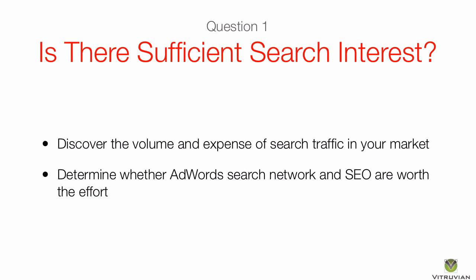So question number 1, is there sufficient search interest? And we do this by discovering the volume and expense of search traffic in your market. And once we do this, we can determine whether the AdWords Search Network and SEO, search engine optimization, of the Google organic listings are worth the effort. And you can do this with the keyword tool for free. Trouble is, it's often inaccurate. And when it is inaccurate, we don't know in which direction it's inaccurate, and we never know if it's not inaccurate. So basically you're getting a very, very fuzzy go, no-go signal from a tool that really is not meant to give you exact data.